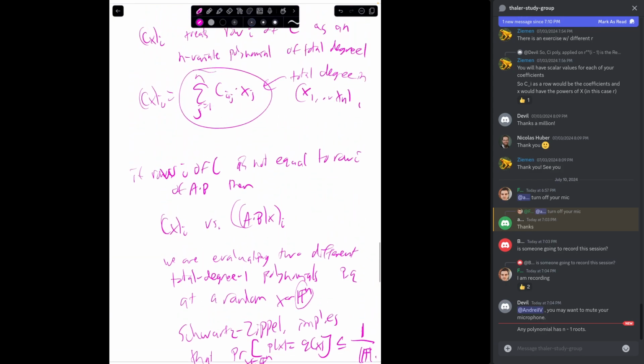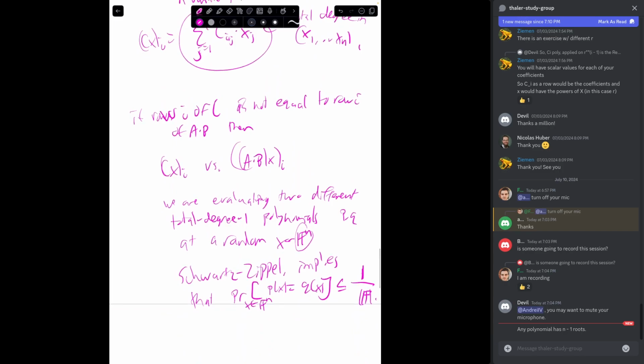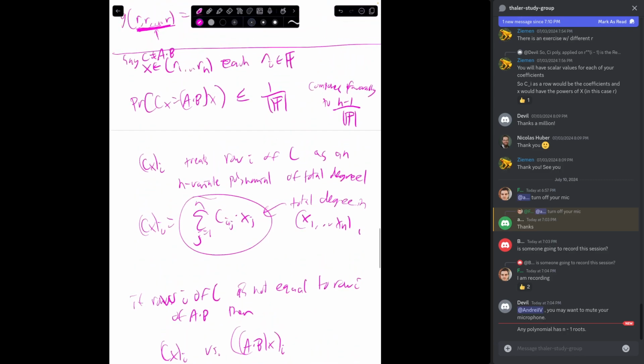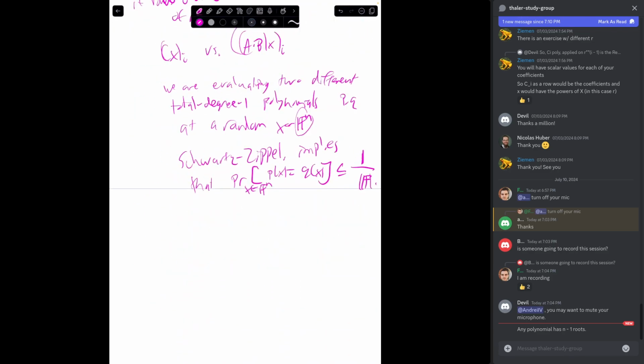Okay, so you're seeing it's not really a major benefit if you're working over a big field. If n is 2 to the 20 and your field has size 2 to the 256, who cares about the difference between a failure probability of 2 to the minus 230 versus 2 to the minus 256 or whatever. They're both astronomically small. You'll never see a failure. But still, it is an improvement.